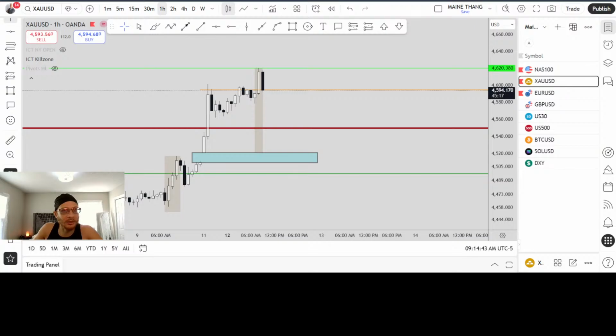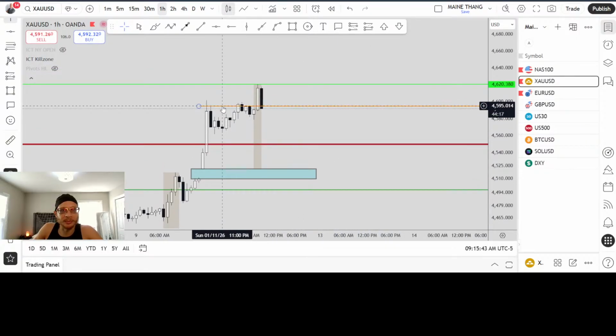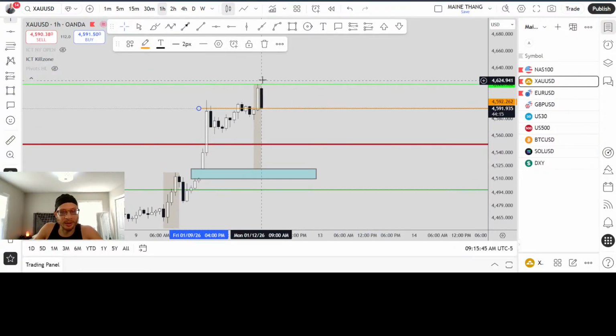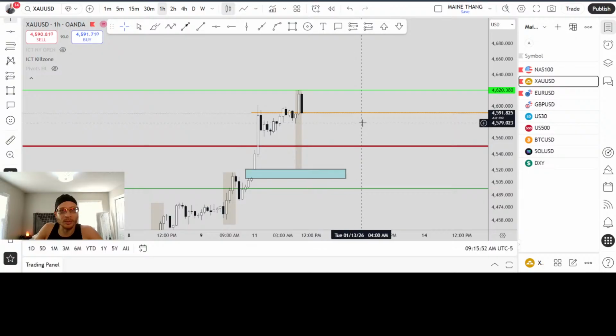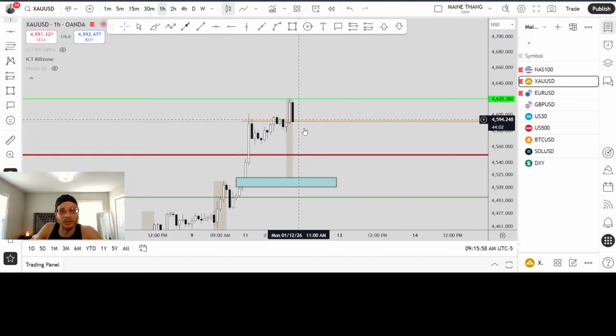Again, today's the 12th. We are looking for buys on gold. Did price make a clear indication on the 1-hour time frame in the direction of the higher time frame? So if we go back to the charts, we do see that price made an indication on the 1-hour time frame in the direction of the higher time frame, right? The daily is going up, the 4-hour is going up, and the 1-hour is going up.